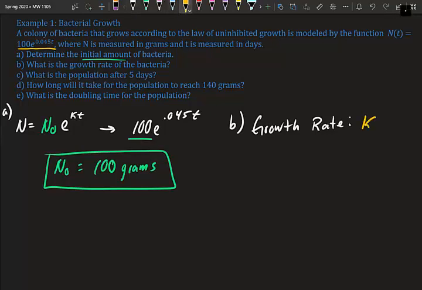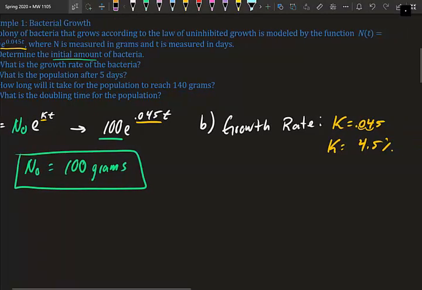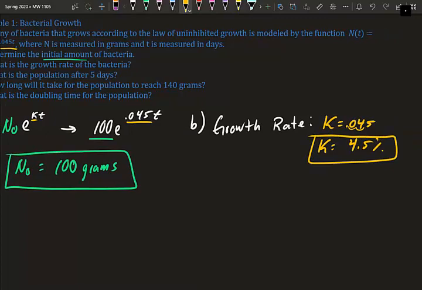That's your constant. So what's in place of the K? It's 0.045. But we want a percentage. 0.045 doesn't really mean too much to us. So we would say K is 4.5%. If you can't remember, you move 2 decimal places. That's why. Or you could multiply 0.045 by 100. So that's our growth rate.